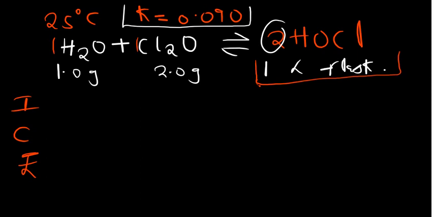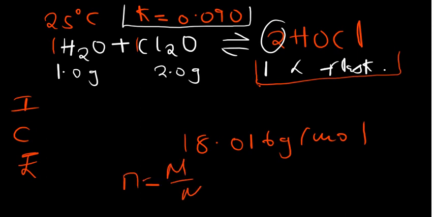So now, if you look at water, I believe the molar mass of water is approximately 18.016 grams per mole, right? So we can use the mass there. We know that number of moles is basically mass divided by the molar mass. So 1 divided by 18.016. So we have an initial concentration of water to be 0.056 molar concentration.